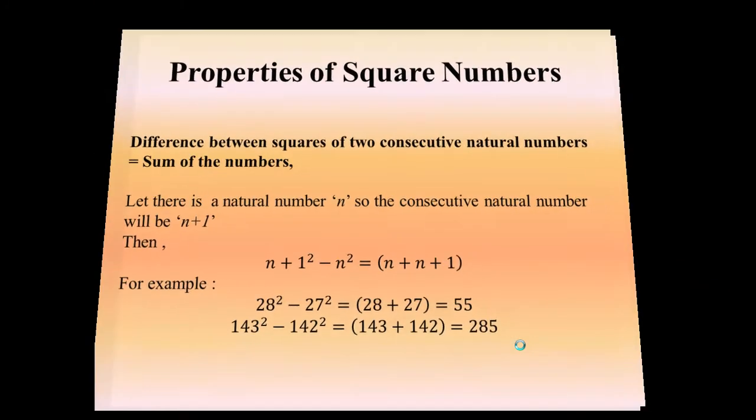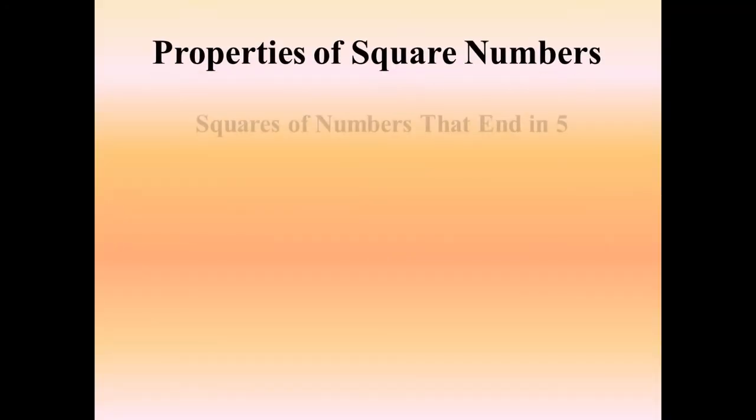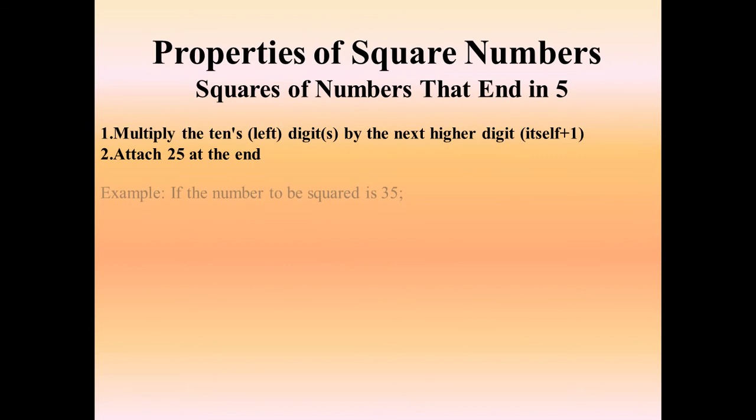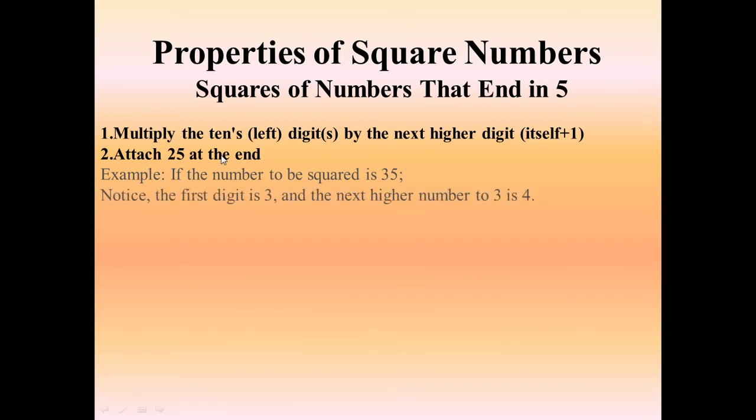Next is squares of numbers that end in 5. It is a shortcut method to calculate the square of numbers when they end in 5. So what you will do, you have to multiply the tens digit by the next higher digit and attach 25 at the end. Now suppose the number is 35. We have to attach 25 at the end, and we have to increase this 3. So our first digit is 3.